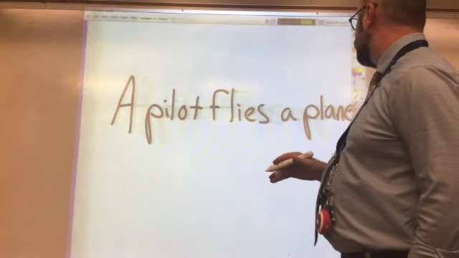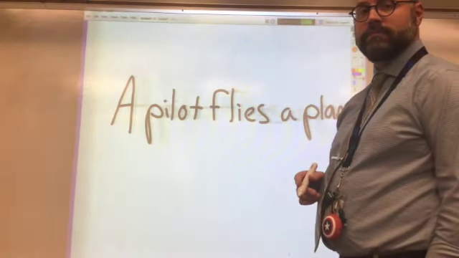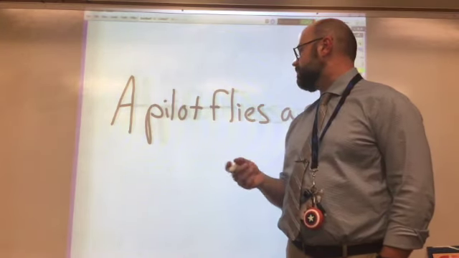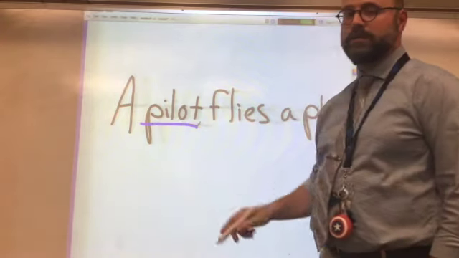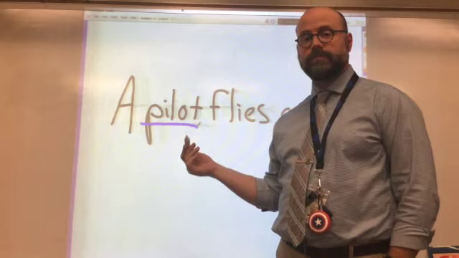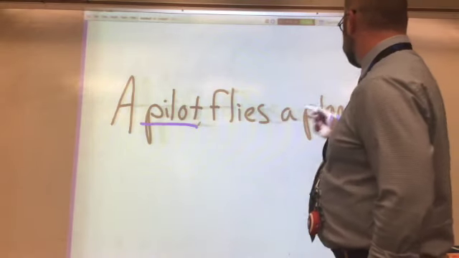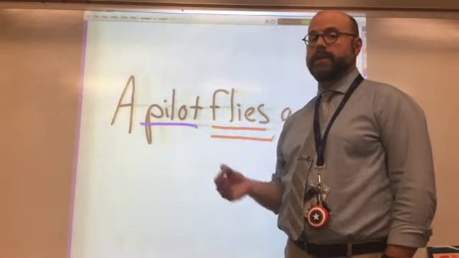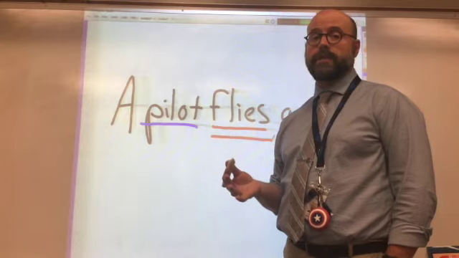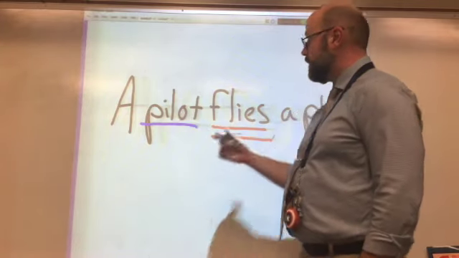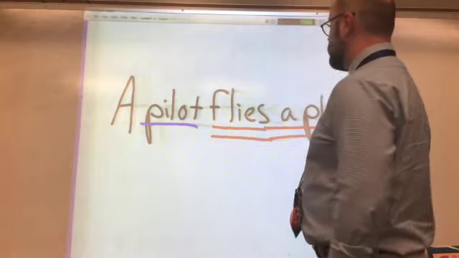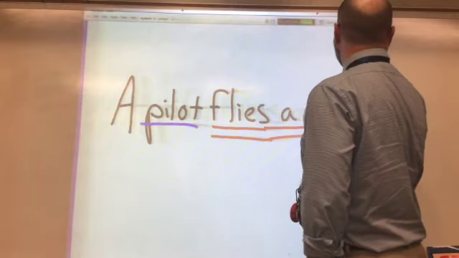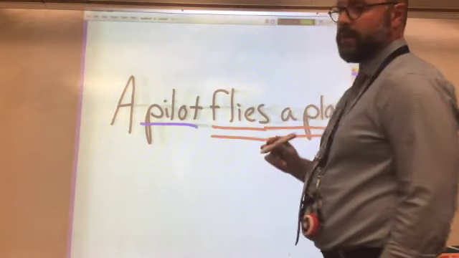A pilot flies a plane. What's our subject here, guys? Well, who or what is it about? It's about a pilot. What does a pilot do? He flies. Remember, the predicate is what the subject is, what the subject does. In this case, our subject's a pilot. Our pilot flies a plane. So that's our last sentence, I think.